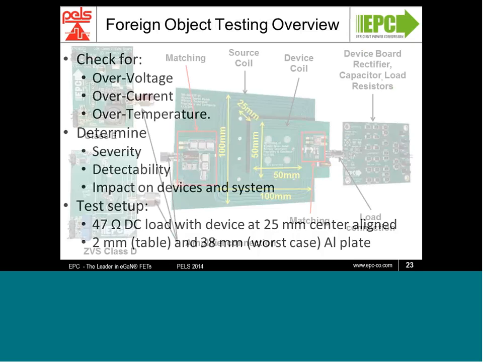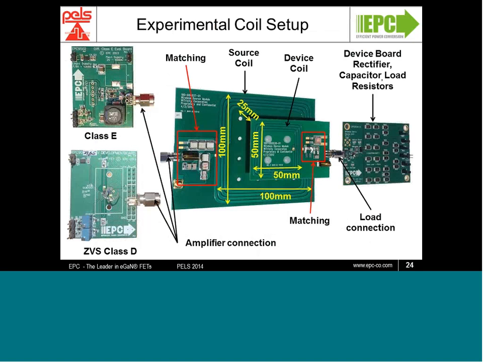Here is our experimental setup. As you can see, we have the coil set shown there. The source coil is the larger coil and the matching on the left-hand side, and the smaller coil is the device with the matching on the right-hand side. On the far right, we have our device board, which includes the rectifiers and smoothing capacitors and a load bank resistor that can be programmed for the various DC load resistances that we would like to test. The board also comes with Kelvin probe points, so we can measure the shunt current, and we can measure the voltage at very precise locations.